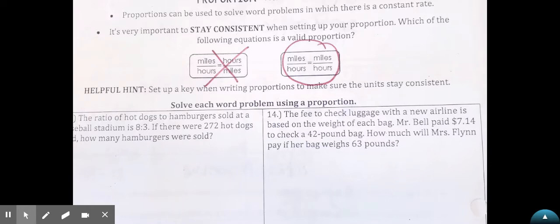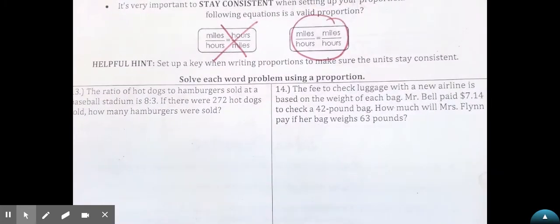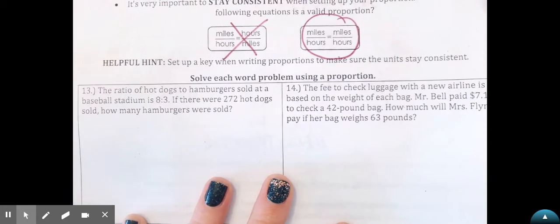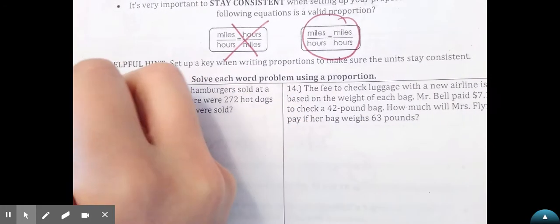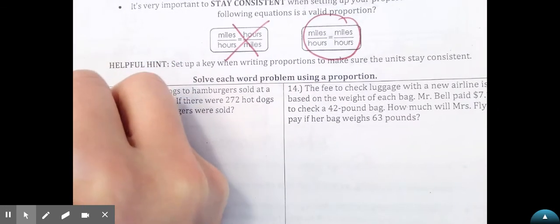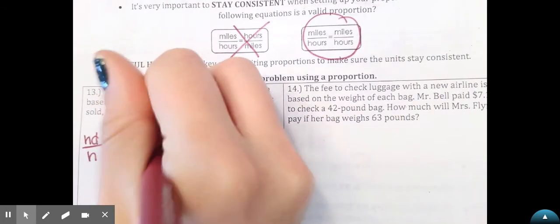Helpful hint, set up a key when writing proportions to make sure the units stay consistent. So number 13 says the ratio of hot dogs to hamburgers sold at a baseball stadium is 8-3. If there were 272 hot dogs sold, how many hamburgers were sold? So when I said the helpful hint was to set up a key, that means to write your consistent units. So the two things we're comparing is the ratio of hot dogs to hamburgers. So that would be my key, just the order that I'm going to set up my proportion. I'm going to have hot dogs in the numerator and hamburgers in the denominator.